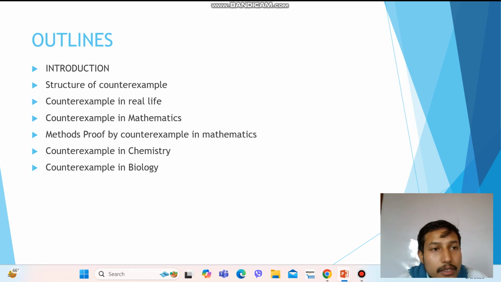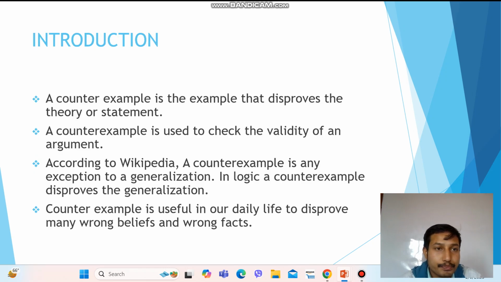So let me start with the introduction. Then I will explain about the structure of counter example, counter example in real life, counter example in mathematics, methods of proof by counter example in mathematics, counter example in chemistry, and counter example in biology. So let's first start with the introduction.